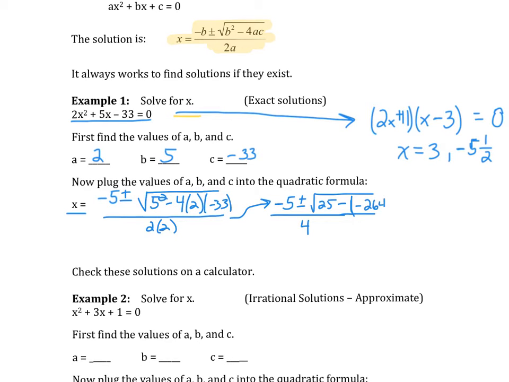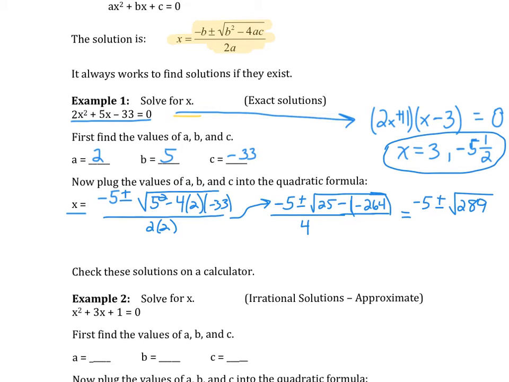264. And that's good because if I had subtracted 264 from 25, I would have gotten a negative number, and that would have told me that there's no x-intercepts because we can't take the square root of a negative number. But I've already done this one with factoring, and I'm pretty sure there's 2 x-intercepts, right? So when we do have a minus of a minus, we really have addition. So I'm going to finish up what's under the radical here. Negative 5 plus or minus the square root of 25 plus 264 is 289.